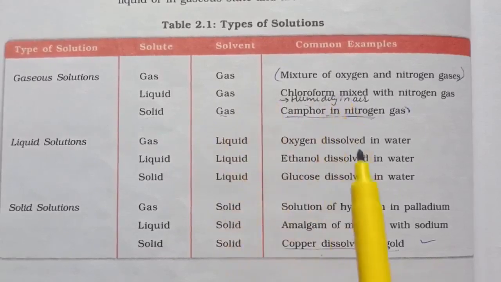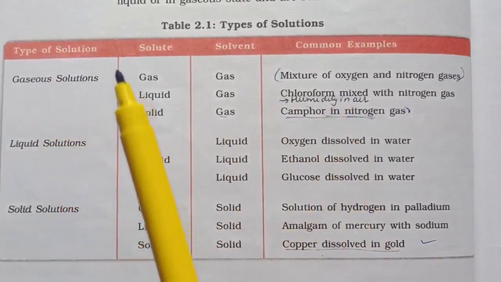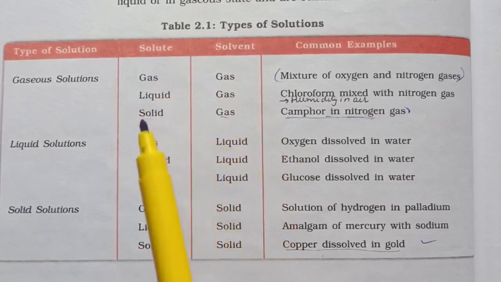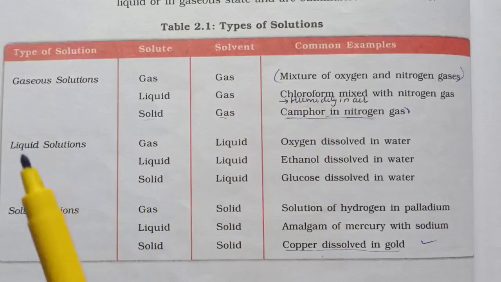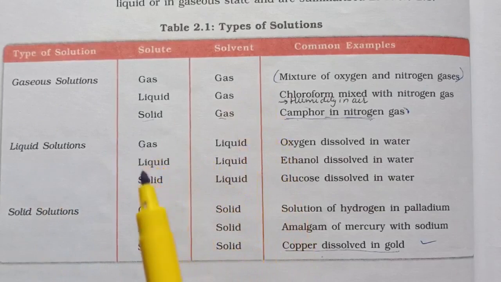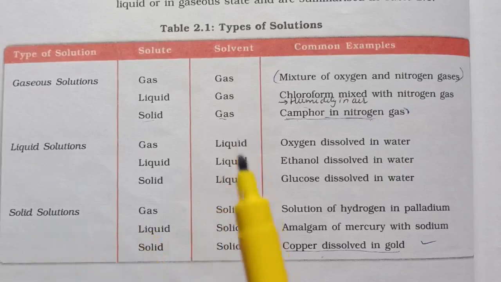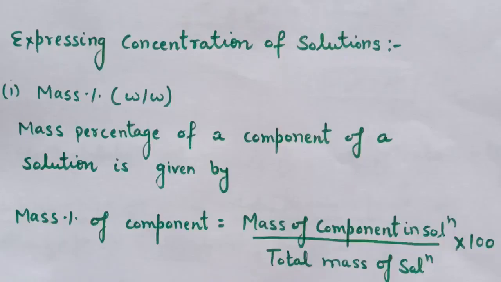So here some examples are given for these three types of solution. First is gaseous solution. Here the solvent is gas and the solute can be gas, liquid or solid. Here the examples of these are given. Next is liquid solutions. In liquid solutions, the solvent is liquid and the solute can be solid, liquid or gas. And third is solid solutions. In these solid solutions, the solvent is solid and the solute can be gas, liquid or solid. So these are some examples given for these types of solutions.